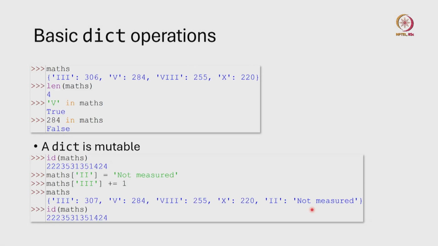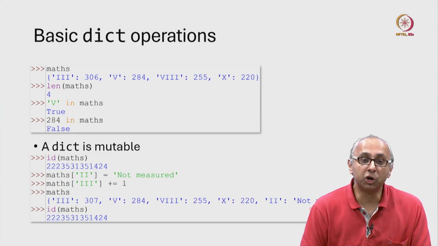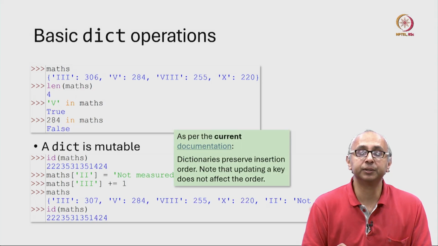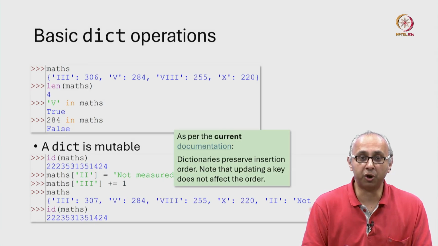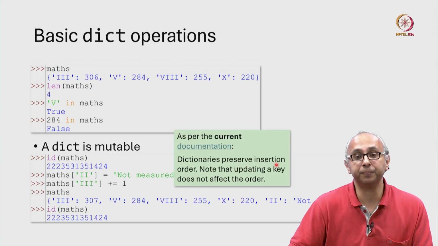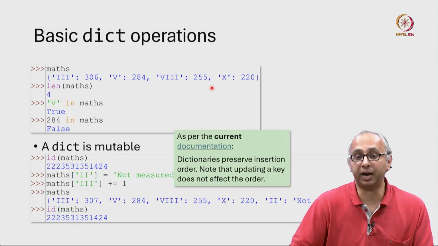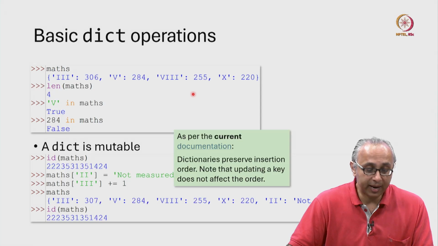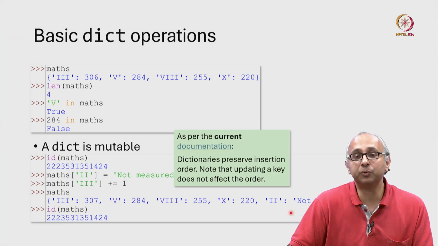Now, there are many other things to look at in the documentation of dictionaries. Here I want to flag one important piece of information. So as per the current implementation of dictionaries, they preserve insertion order. So when I created this dictionary, I inserted a bunch of items in a certain order. They preserve that order. When I now add one more key value pair, that one gets added right at the end.